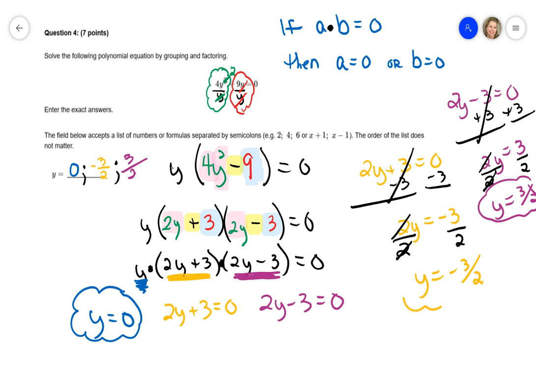And I forgot to circle my answer there. All right, so I didn't really use grouping at all. It was just a greatest common factor, and then I was like, hey, that's a difference of 2 squares. I recognize that. And there you go.